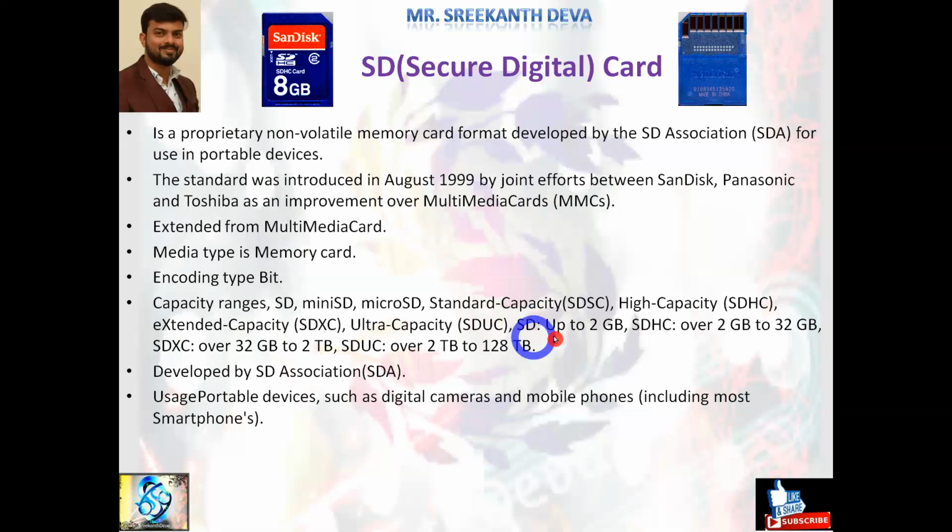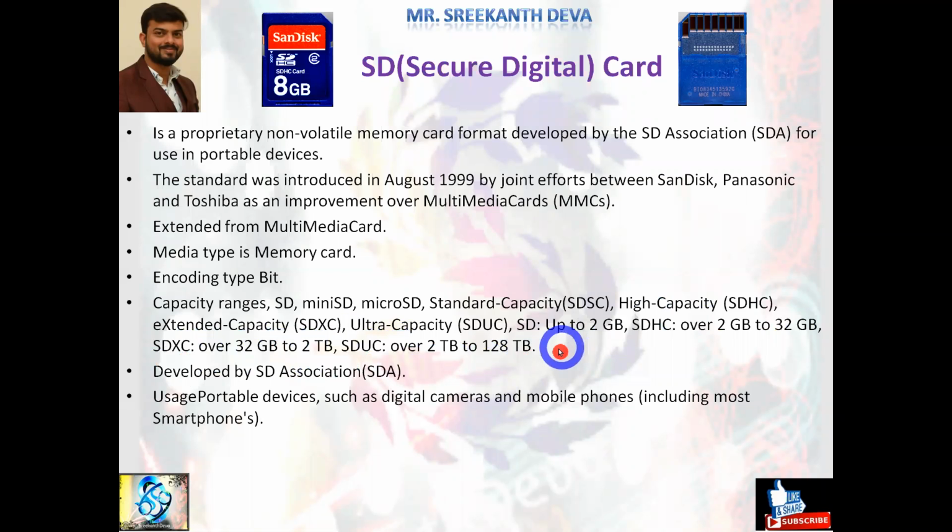Secure digital cards range up to what? Generally 2 GB. SDHC is over 2 GB to 32 GB. SDXC is over 32 GB to 2 terabytes, TB. SDUC is over 2 terabytes to 128 terabytes.